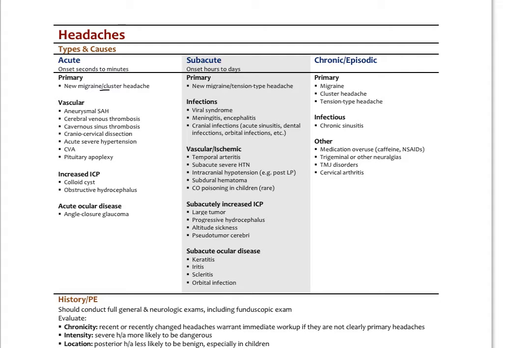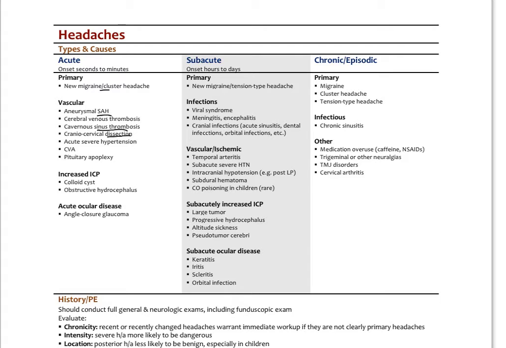But it could be, and often more commonly, it could be vascular. So it could be an aneurysm causing a subarachnoid hemorrhage. There could be cerebral venous thrombosis. There could be what's called cavernous sinus thrombosis. We'll talk about that one later. The cavernous sinus is the area really around the pituitary gland, where a bunch of cranial nerves pass through, and there's a bunch of blood vessels as well, and you can actually develop a blood clot there, and that can cause edema, swelling, and so forth.